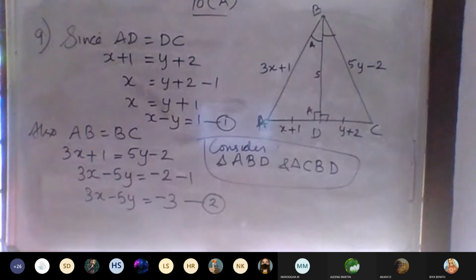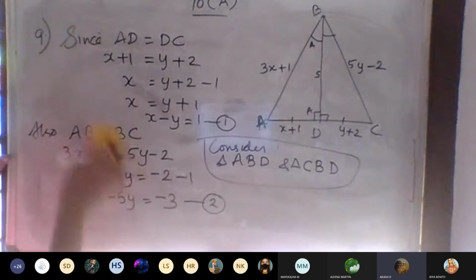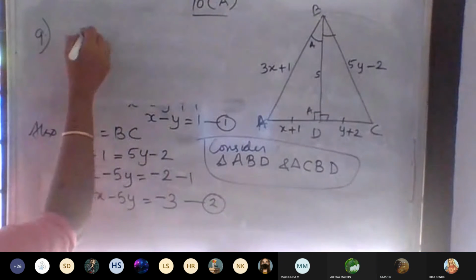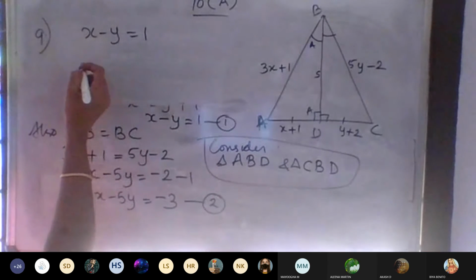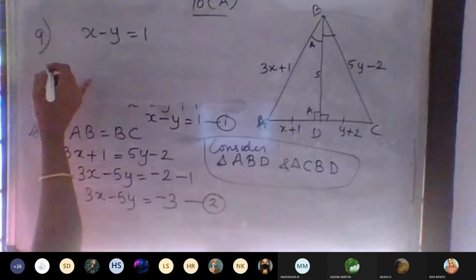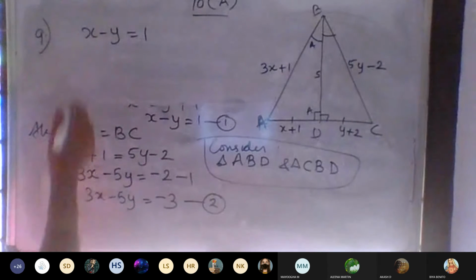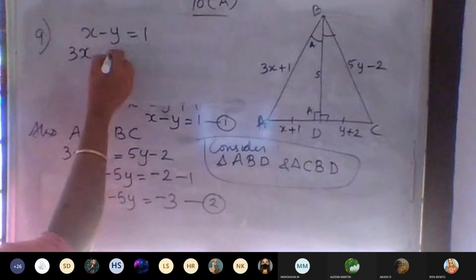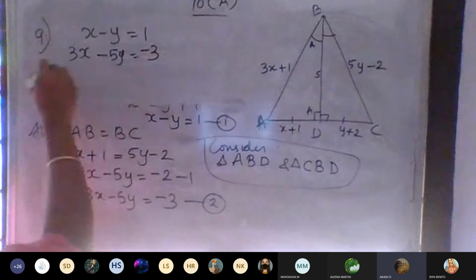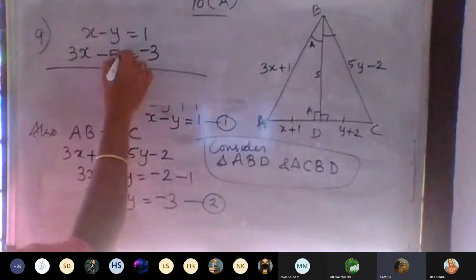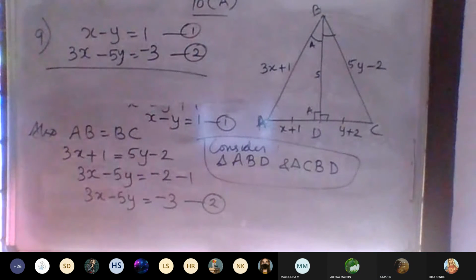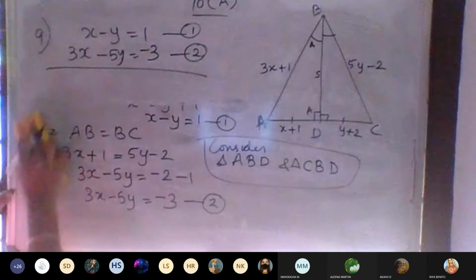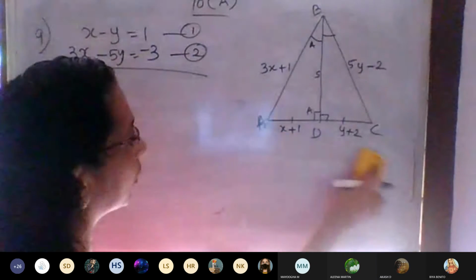Chapter 6, how can we solve this? X minus y is equal to 1 and 3x minus 5y is equal to negative 3. This is very important for next year, class 10, the chapter on arithmetic progression needs this solving. This is equation number 1 and this is equation number 2. How can we solve this?